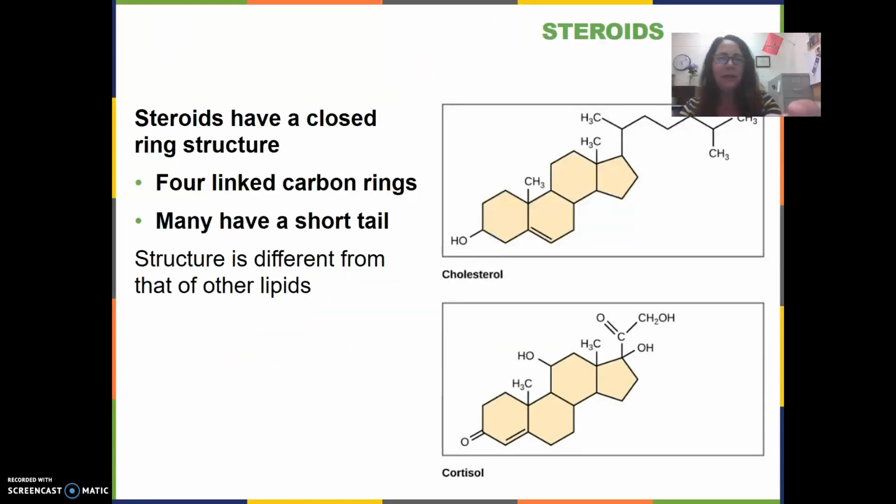All right, another type of lipid is a steroid. Steroids can be hormones like testosterone and estrogen and progesterone, these sex hormones. They can also be hormones like cortisol, which is the stress hormone. Cholesterol is the precursor for all steroids. You notice that steroids have a 4-ring structure, so the difference between cholesterol and cortisol and testosterone and estrogen is very small.